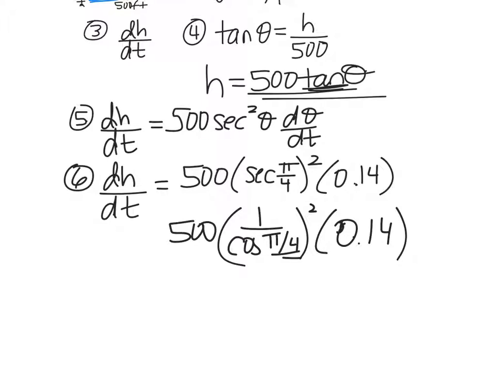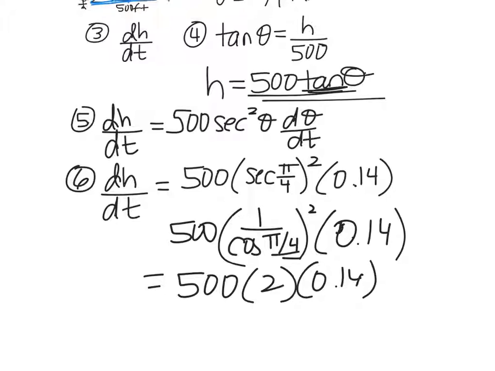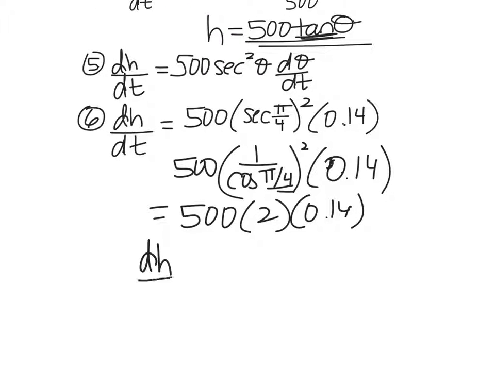2. Do you remember what the cosine of pi over 4 was? Root 2 over 2. That was the one you remember, no? Because sine and cosine are the same there. Root 2 over 2. And when you flip it, you get 2 over root 2, and then when you square everything, it ends up being 2. So 500 times 2 times 0.14. Well, I got 140. Yeah? So dh dt equals 140 what? Feet per minute.